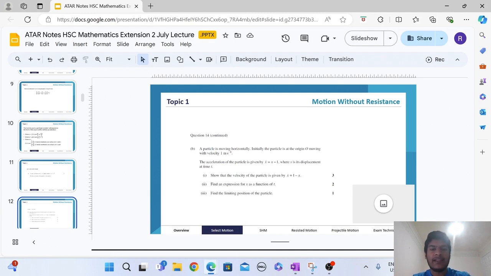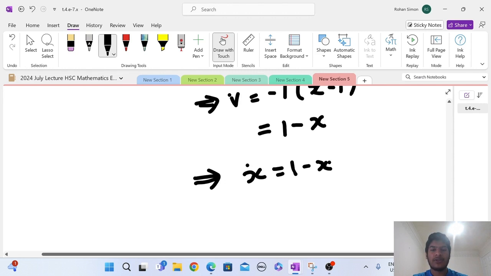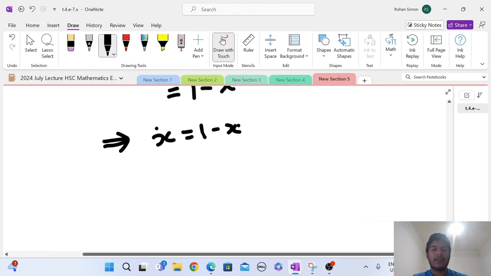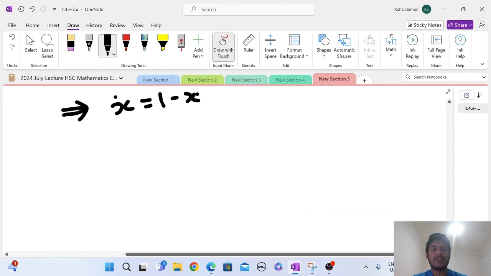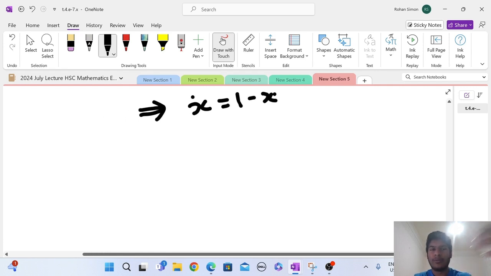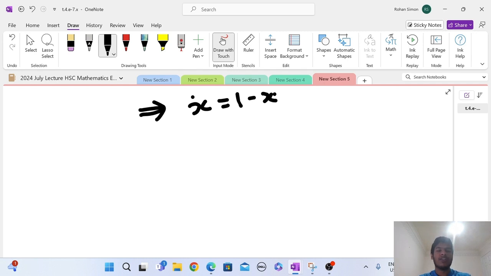Part 2 says find an expression for x as a function of t. Okay, so we have a velocity in terms of position. This is a good platform to find position as a function of time. Why? Because we can express velocity, so v equals 1 minus x, as dx/dt.